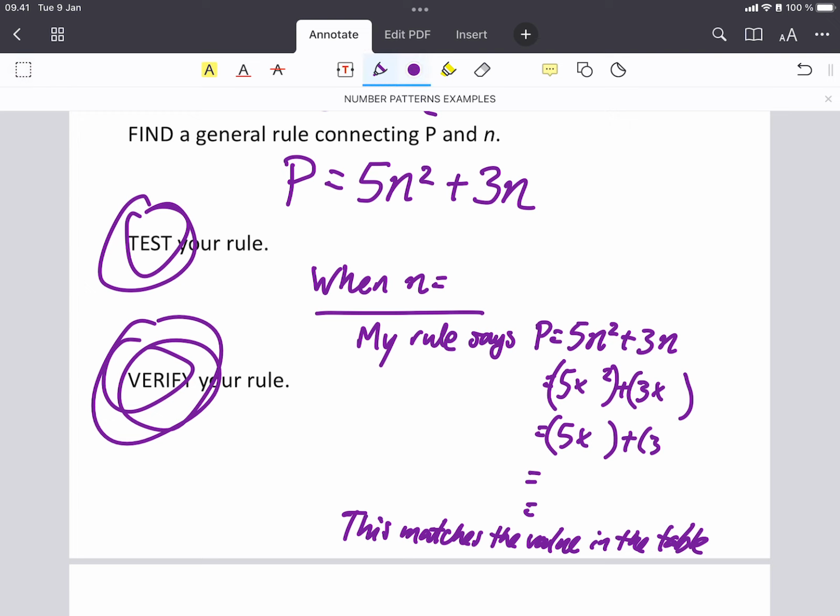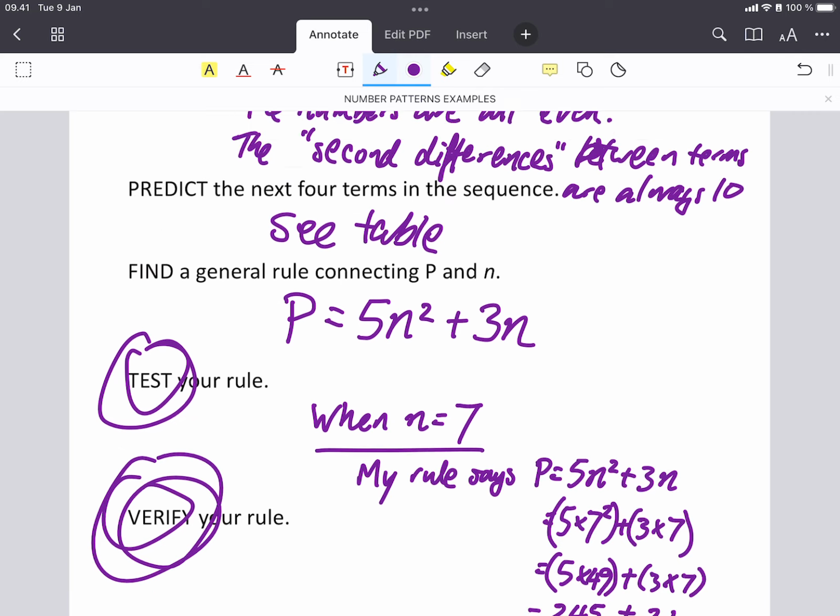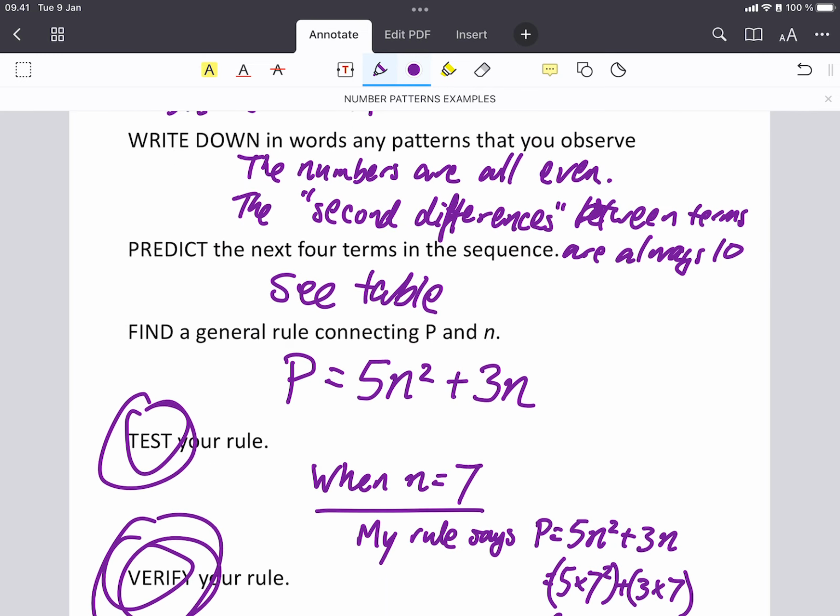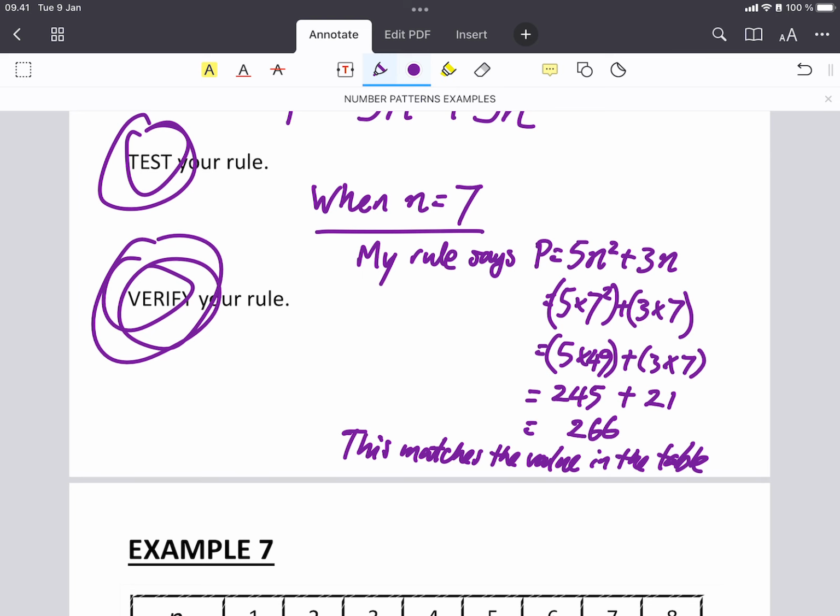Okay, so when n equals 7, my rule says p equals 5n squared plus 3n, so that will be 5 times 7 squared plus 3 times 7, which will be 5 times 49 plus 3 times 7. So 5 times 49 is 245. So it'll be 245 plus 21, which will be 266. This matches the value in the table. Okay, so that's marks in the bag for that one.